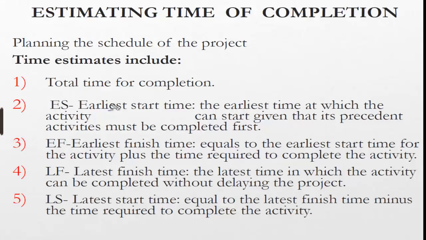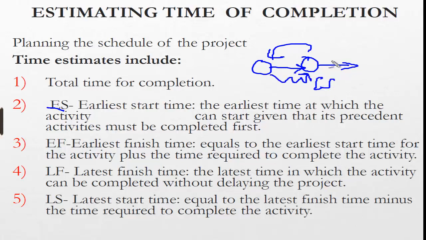The other terms are what I will use to estimate the time of completion. The time estimates need the earliest start time, at which an activity can start, given that its preceding activities must be completed first. If you want to start this activity, these activities have to be finished first. When these are finished, that will be the earliest start time for this activity. We will see them in detail in the example. If you're not understanding here, we will see examples and see what these actually are.